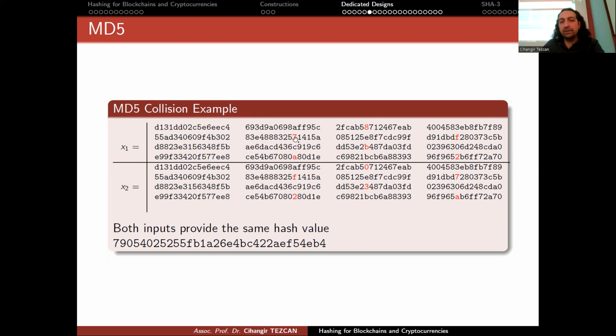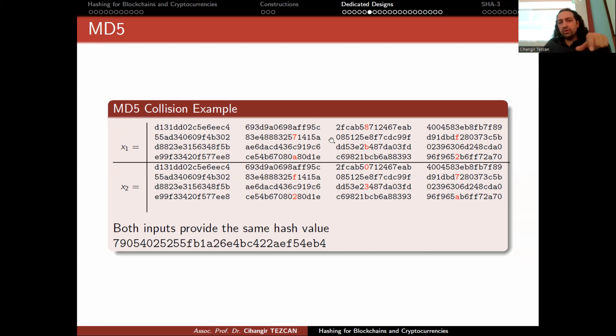So here, for instance, you have 7, here you have F. In the hexadecimal notation, 7 means 0, 1, 1, 1. Here it is 1, 1, 1, 1. So the first bit is flipped. This is how differential cryptanalysis actually works. You make small changes by flipping a few bits, as you can see here. In here you replace A with 2 and so on.